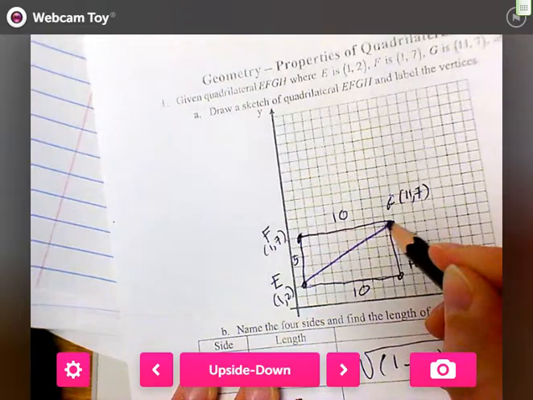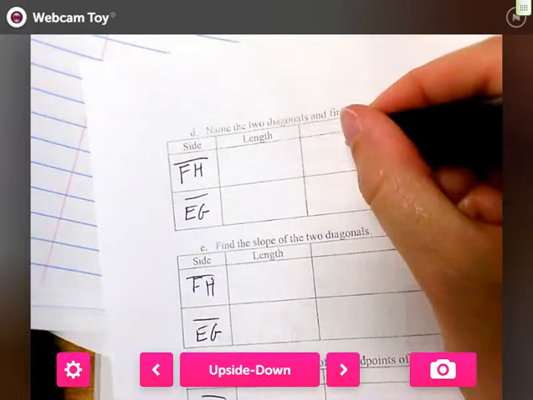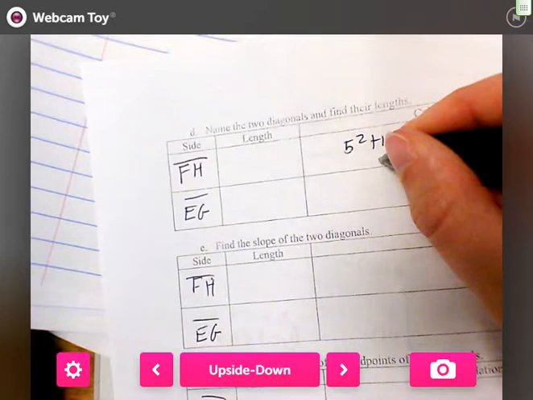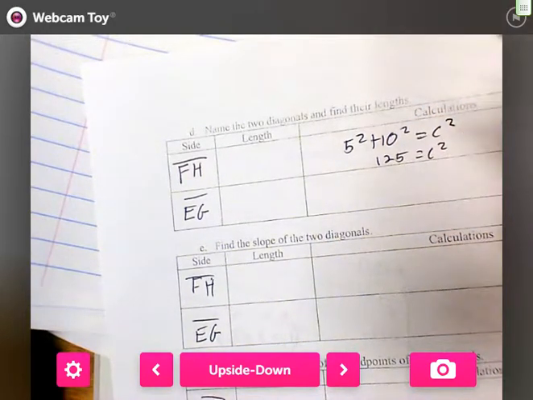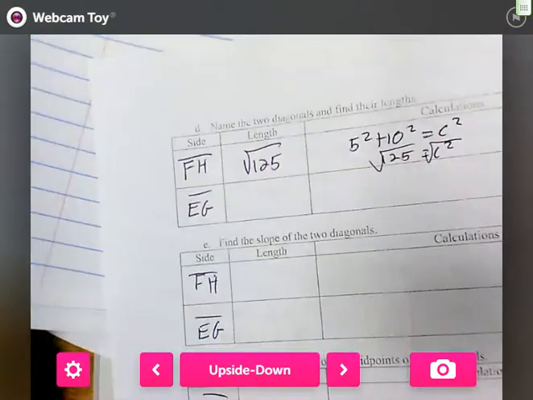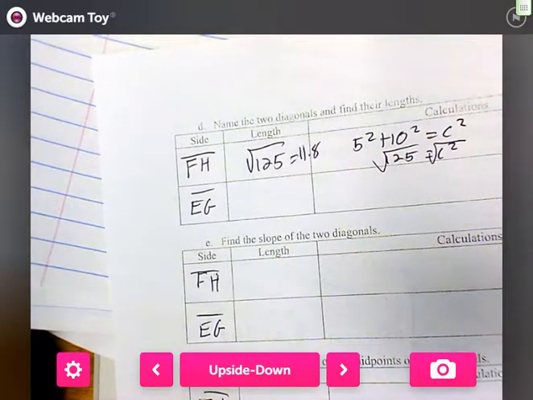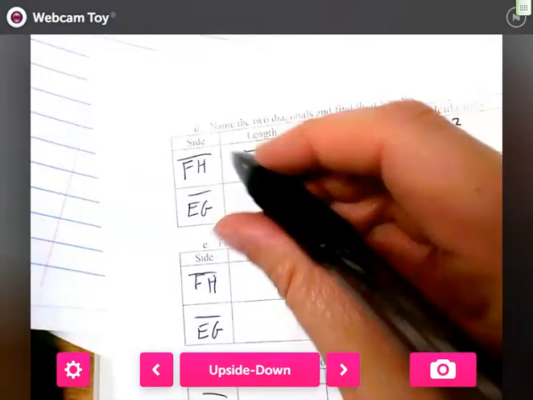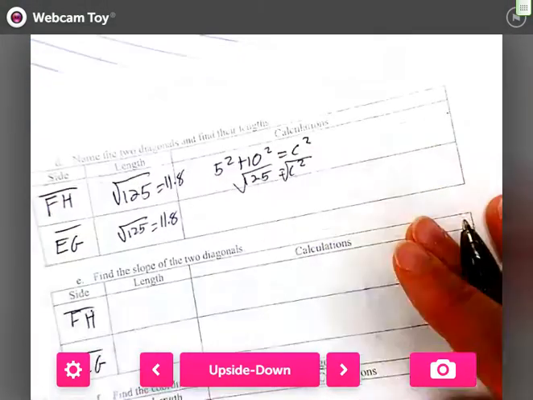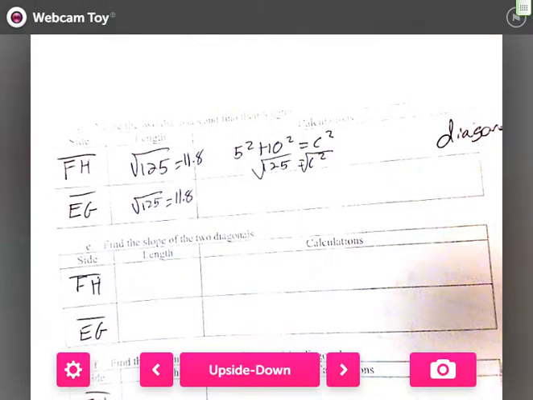All right, I'm going to go up 5 over 10. So that's 5 squared plus 10 squared equals c squared. So I get 125 equals c squared. Square root both sides. I get the square root of 125. You can find out the decimal equivalent. I believe it's 11.8. Same thing. Okay? E to G, guess what? It's going to be the same answer. Square root of 125 or 11.8. So we write right here to the side. You ready? Diagonals are congruent.